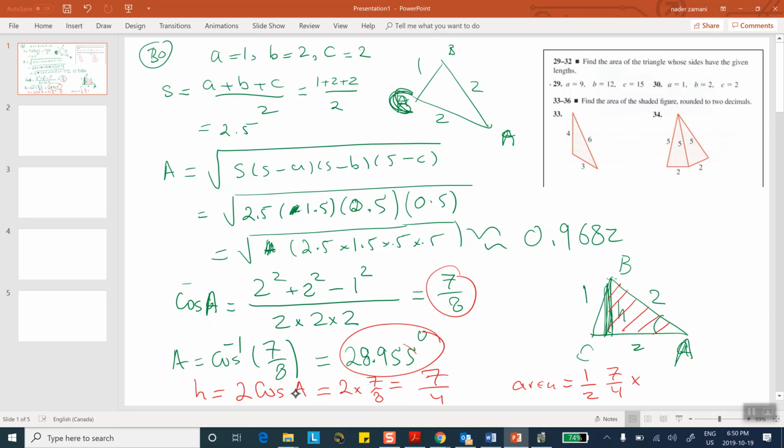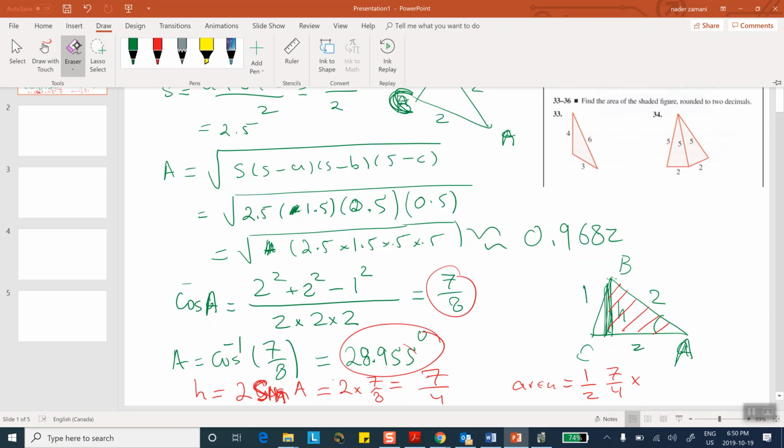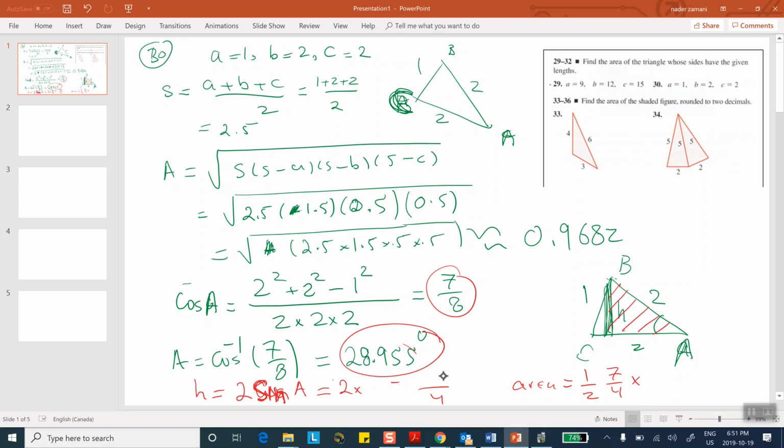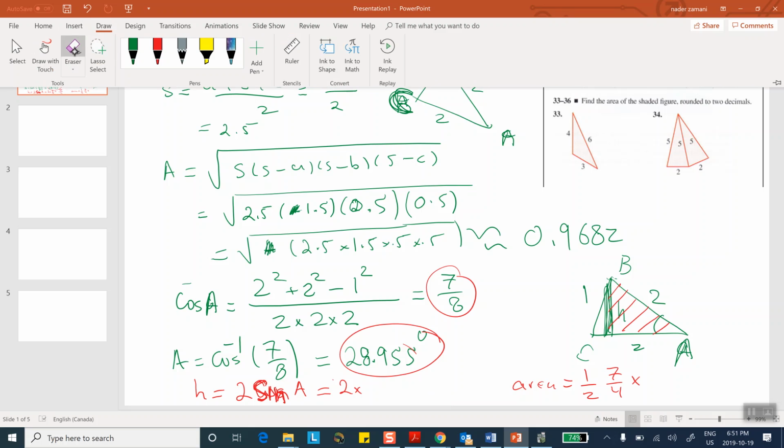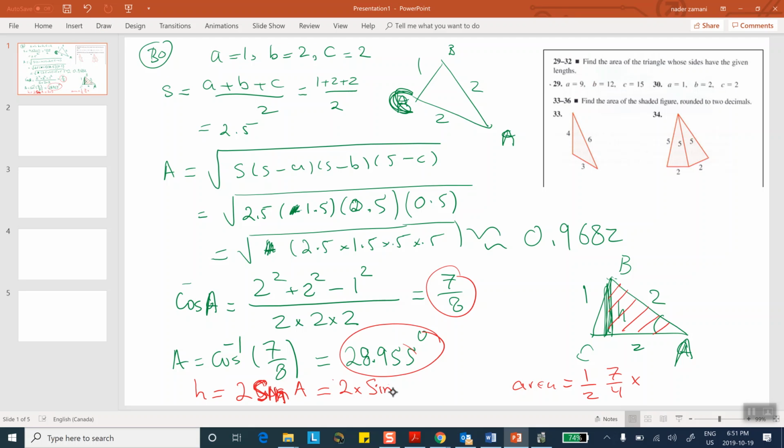Oh, we just made a mistake here. This is wrong. This should be sine. Sine of A. Bad mistake. Now I don't know what the sine of A is, so I have to actually put it in my calculator. So let me clean this up. Okay. So it's going to be 2 times sine of 28.955 degrees.